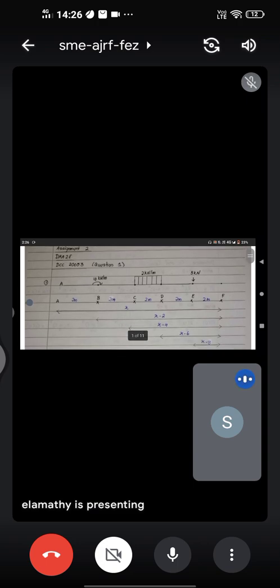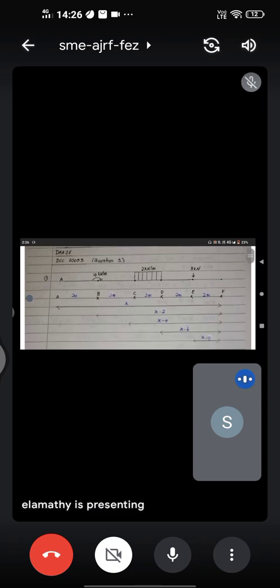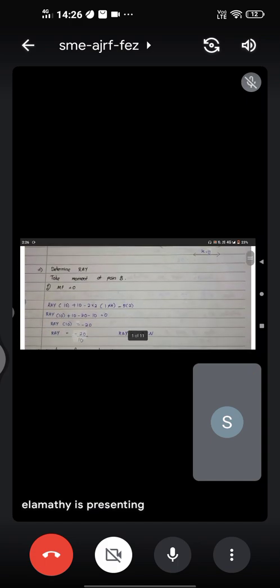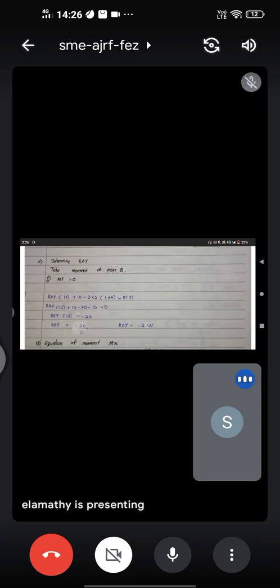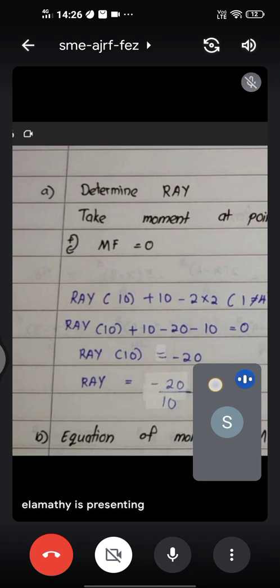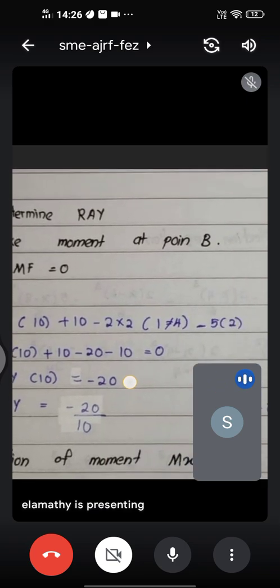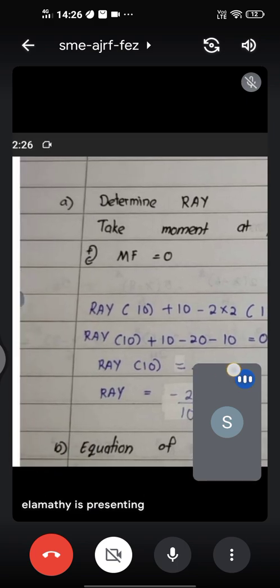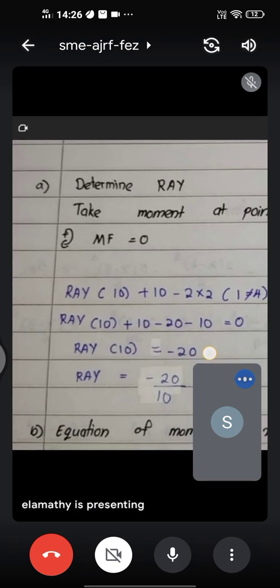Go down a bit. Okay, and that's the first question. So A, determine RAY. Take moment at point B. Sum of MF equals 0.